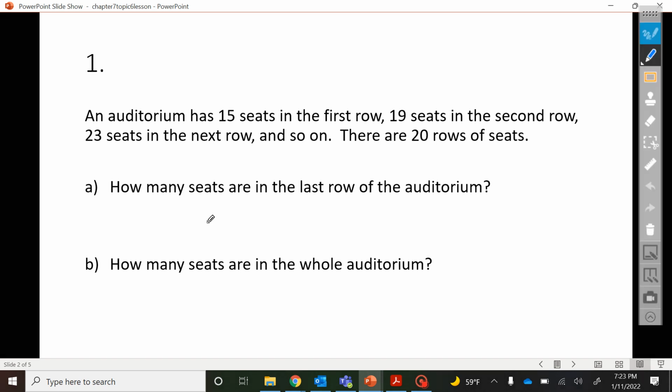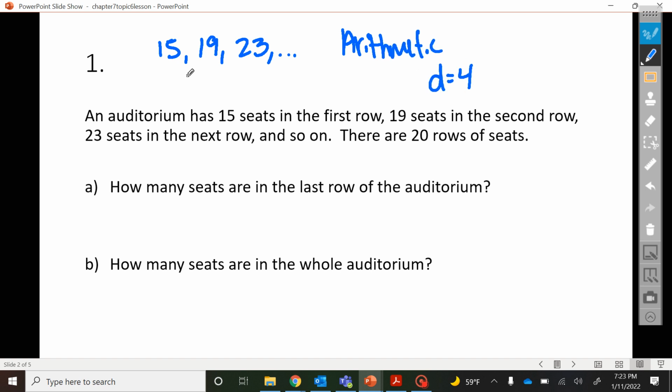The first thing you're going to want to decide here is: is this arithmetic or geometric? So first we set up the sequence. 15, 19, 23, etc. This is the sequence we have represented here. We can see that this is an arithmetic sequence. There's a common difference of 4 that's being added each time. Plus 4, plus 4, plus 4.